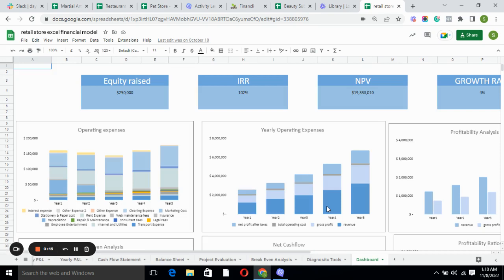Dashboard basically is the visual representation of your business, which helps client understand the business in a better way.